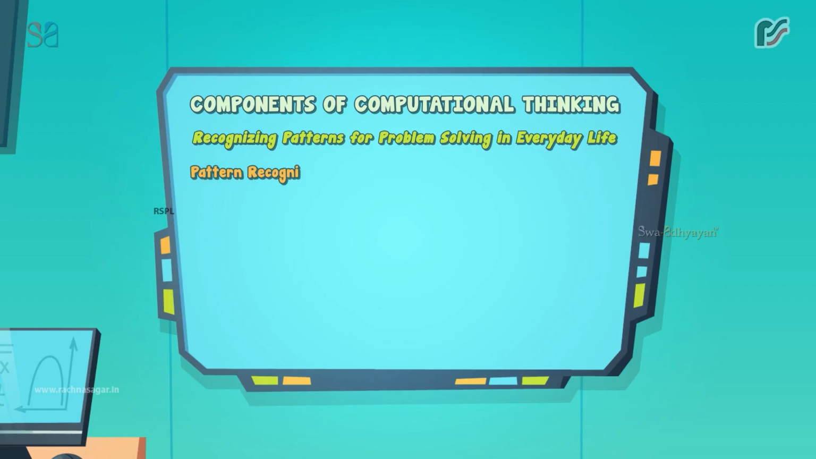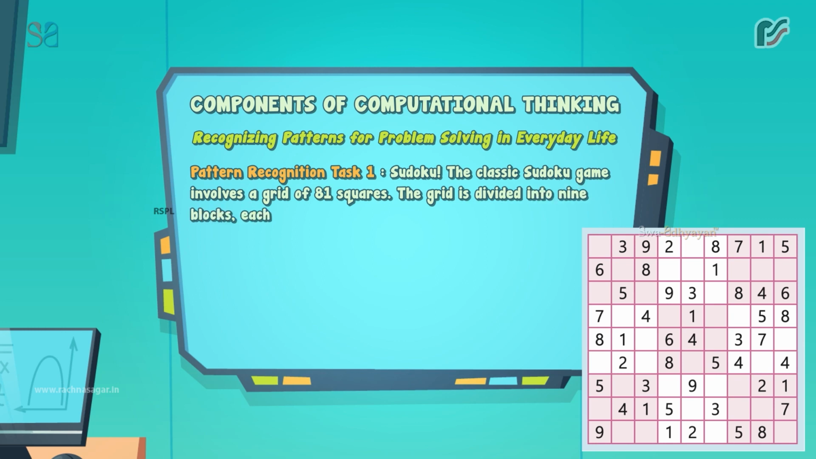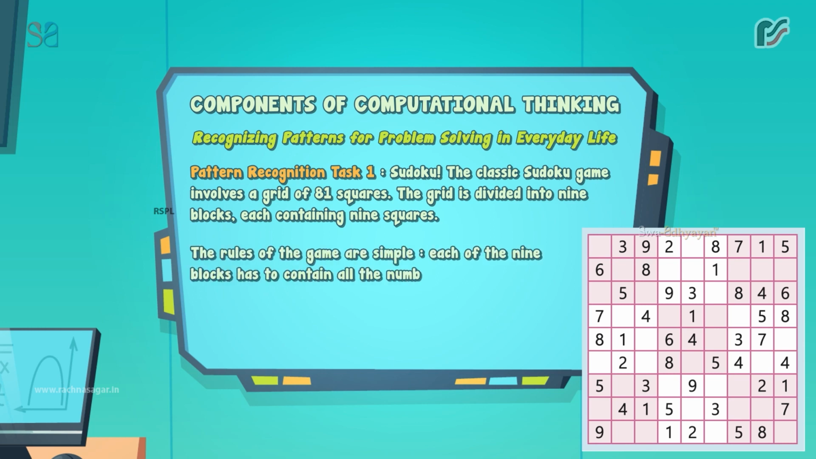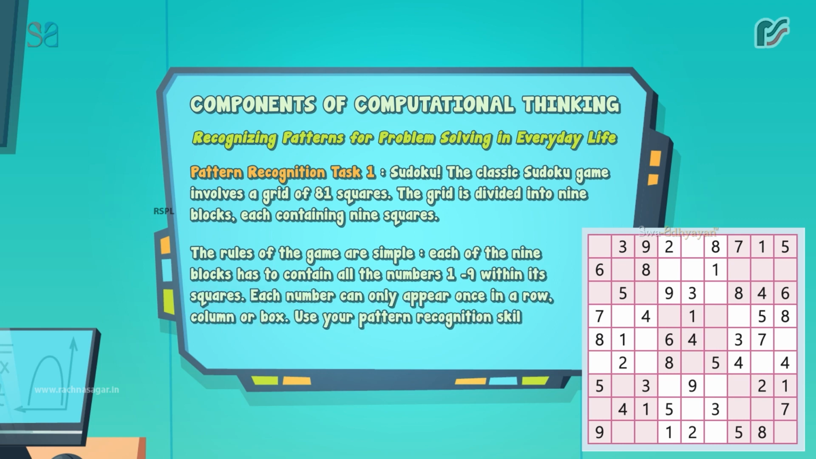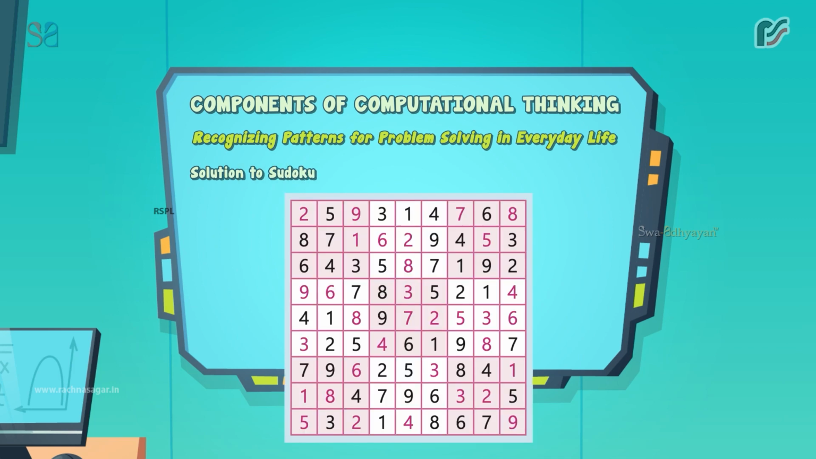The pattern recognition task is about Sudoku. This classic game involves a grid of 81 squares. The grid is divided into 9 blocks, each containing 9 squares. The rules of the game are simple. Each of the 9 blocks has to contain all the numbers from 1 to 9 within its squares. Each number can also appear once in a row, column, or box. Use your pattern recognition skills to solve the puzzle. Feel free to do it by pausing this lesson. And now, here is the solution to it.